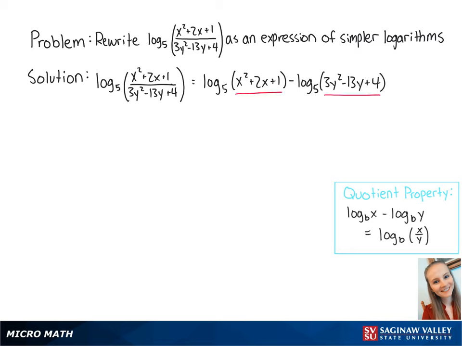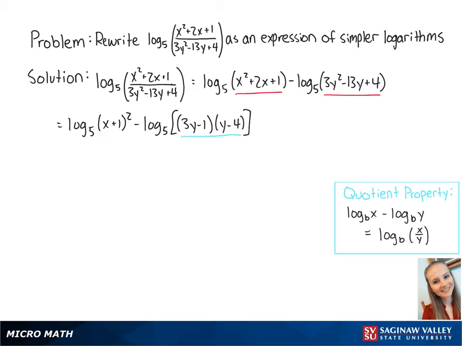Both of the expressions within the logarithms can be factored, so we can rewrite this as the log base 5 of (x plus 1) squared minus the log base 5 of (3y minus 1) times (y minus 4).